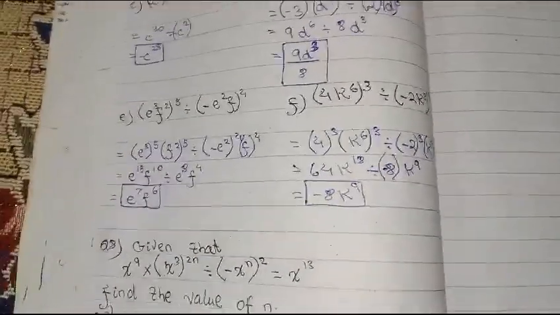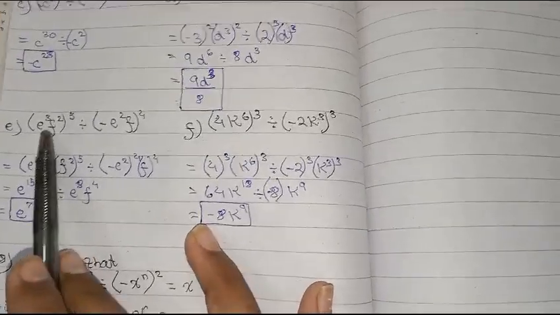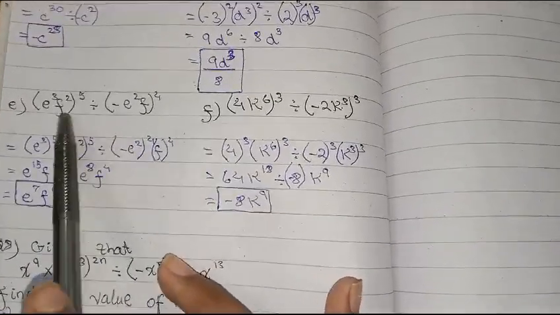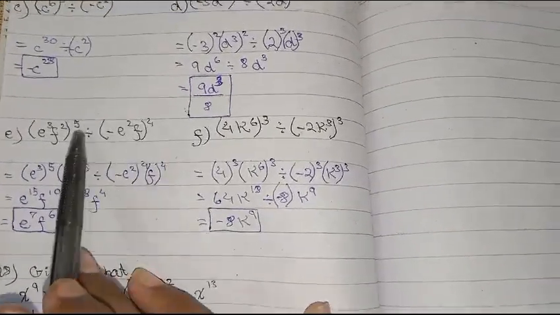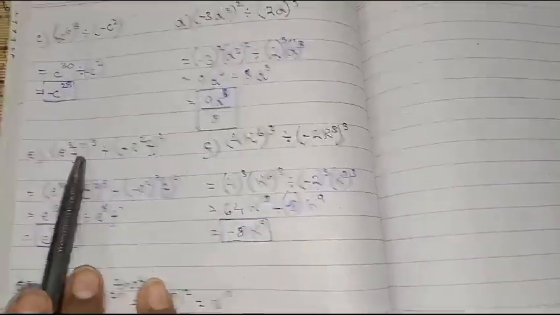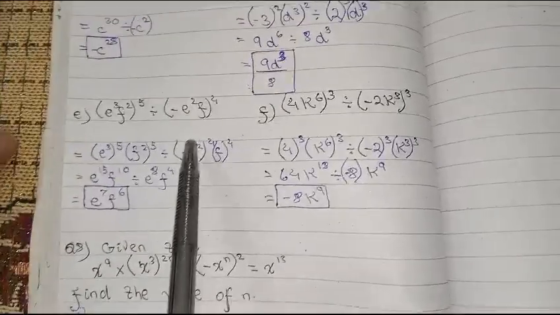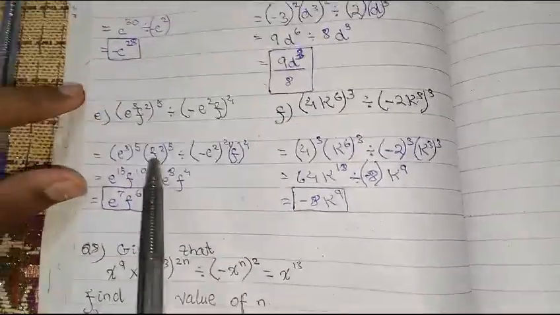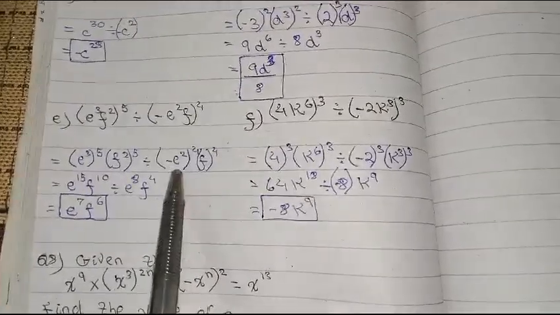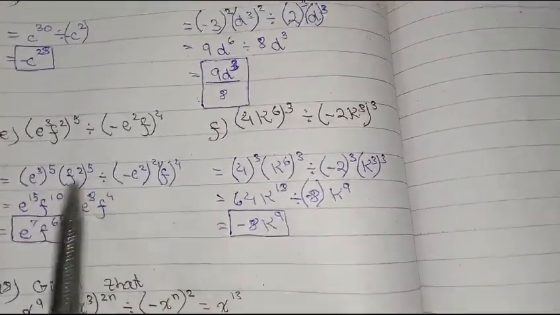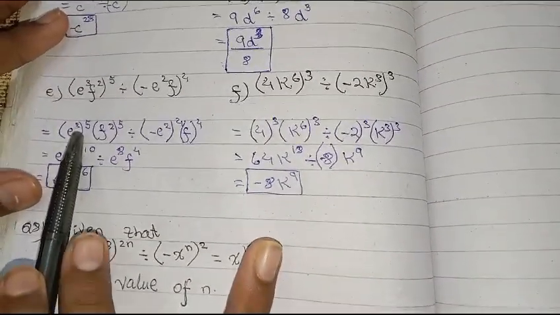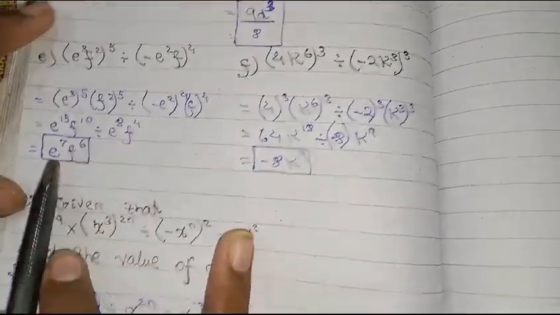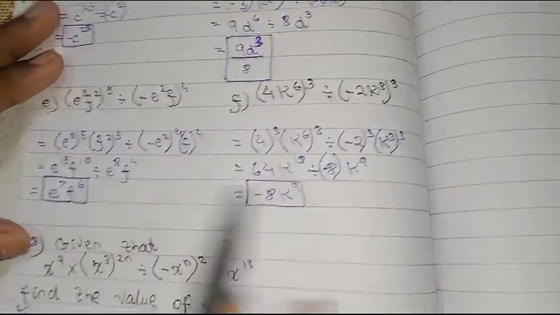Same in the E part, when the bases are the same we can subtract the powers. Before subtracting powers, I forgot to say that when the power is outside of the whole bracket, we distribute it to its variables too. So e cube power 5, f square power 5, divided by minus e square power 4, f power 4. So e power 15 f power 10 divided by 8 e power 8 f power 4, because 5 threes are 15, brackets will be multiplied. So e power 7 and f power 6 will be our answer.